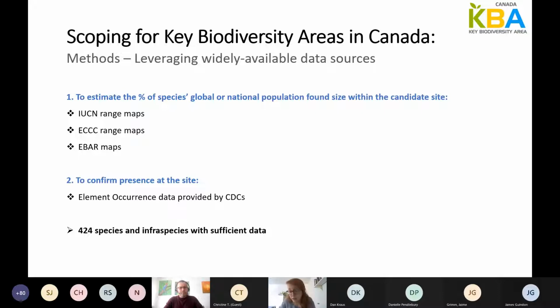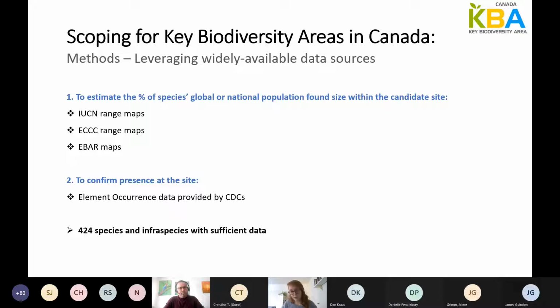The idea with scoping is to be able to use widely available data sources to capture as many species as possible. This differs from the KBA identification process, which is more time-consuming and involves identifying the best data source for each site. In this case, we have to capture as many species as possible, so we use a broader umbrella approach. The data we use mostly is range maps because they enable us to estimate the percentage of each species' global or national population that is found within the candidate sites.